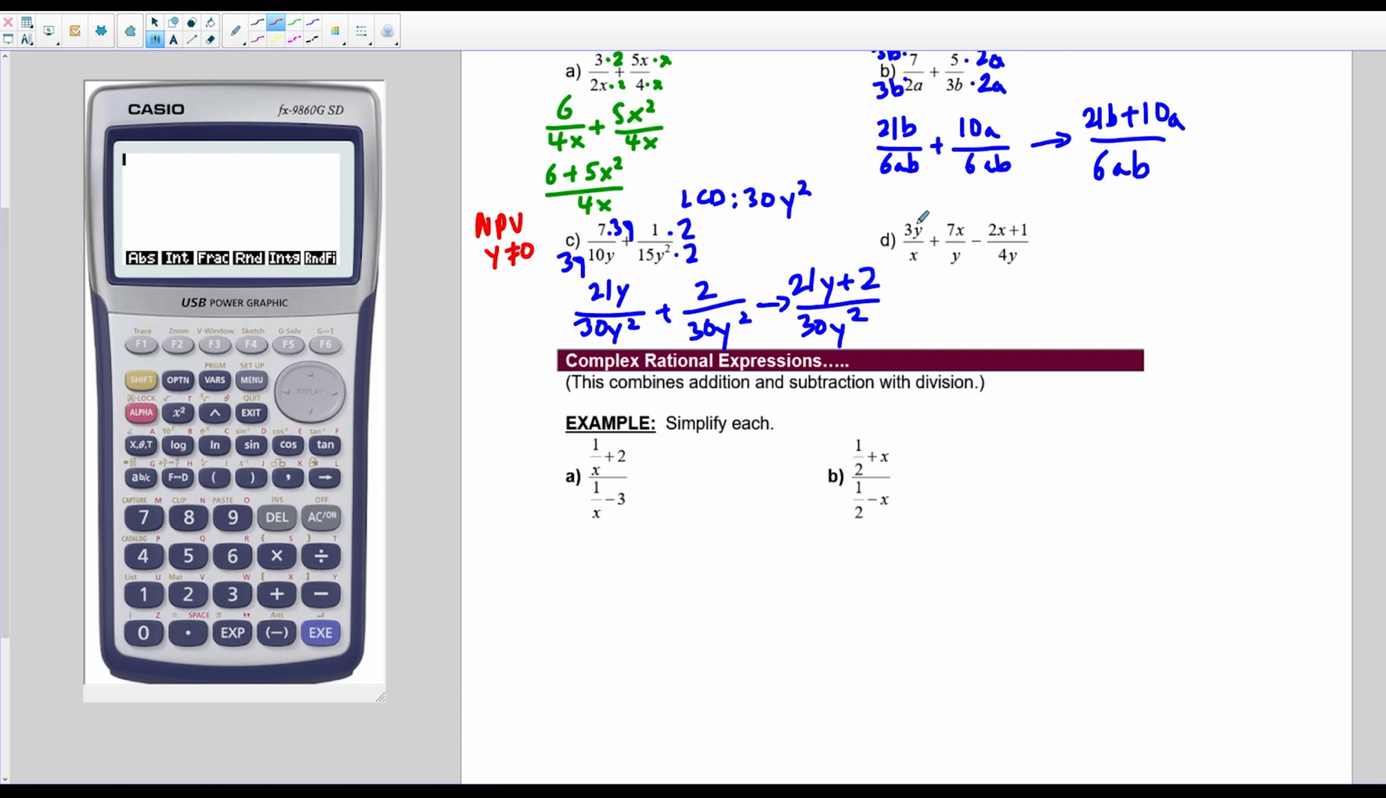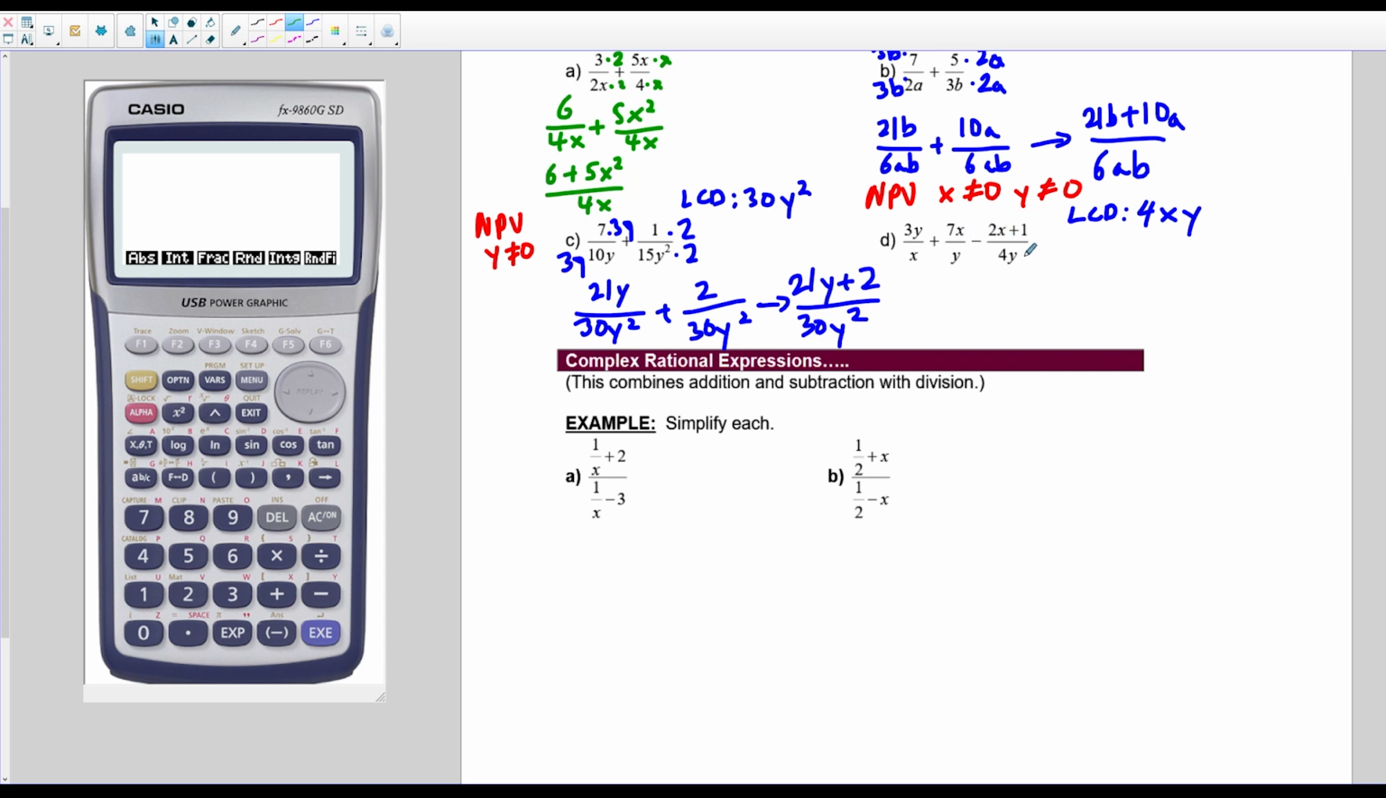For question number 4, we want to look at our NPVs first. So we get x and y cannot equal 0. So x cannot equal 0 and y cannot equal 0. Let's identify our LCD next. So we have a 4 that we're going to need, and we're going to also need an x and a y.